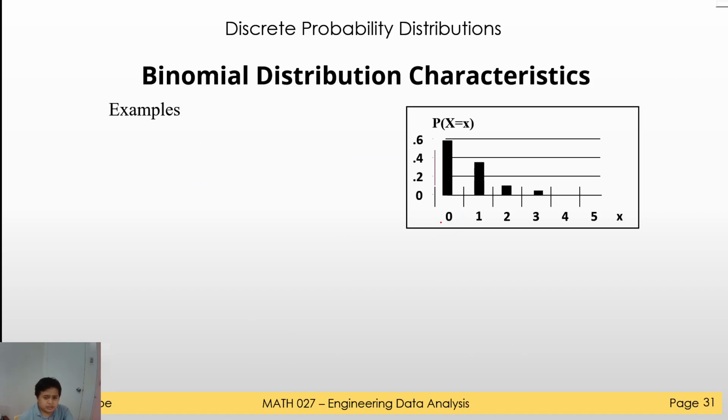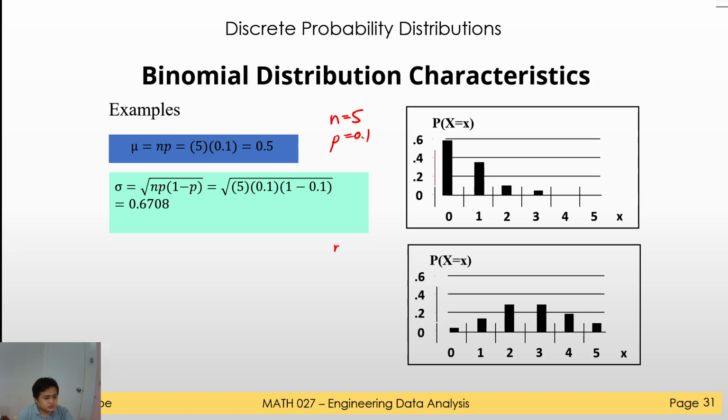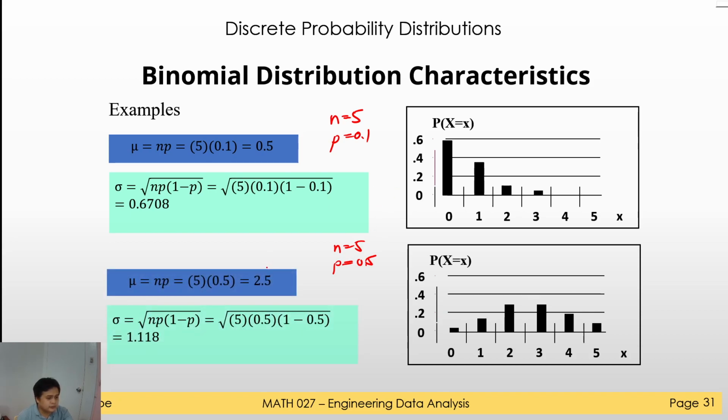So for the binomial distribution characteristics, we have an example here. We can find the mean, the variance, and the standard deviation of this binomial distribution function. That is when n is equal to 5 and p is equal to 0.1. And then for n is equal to 5 and p is equal to 0.5, we will have the mean 2.5, and this standard deviation of 1.8.